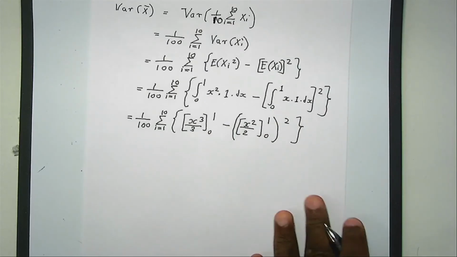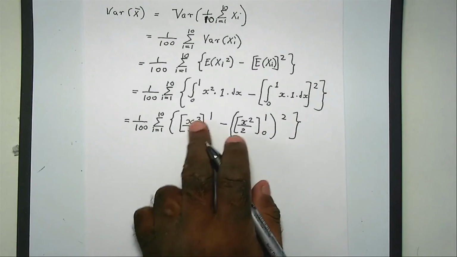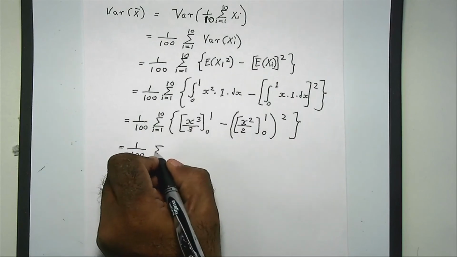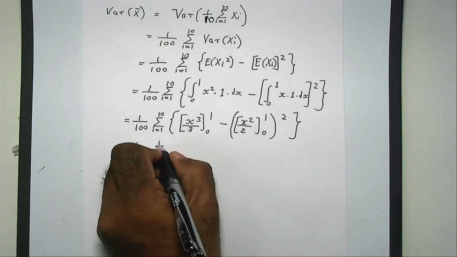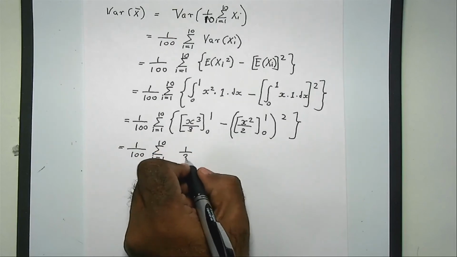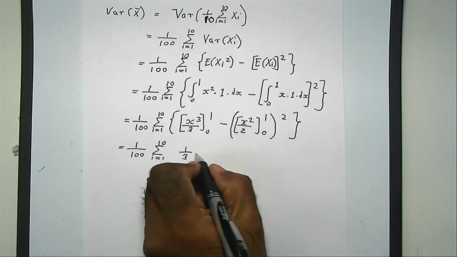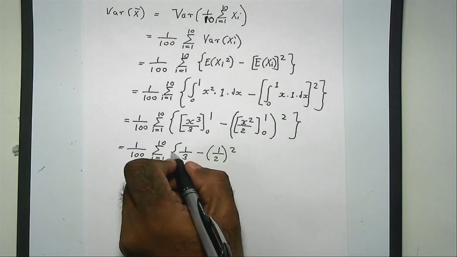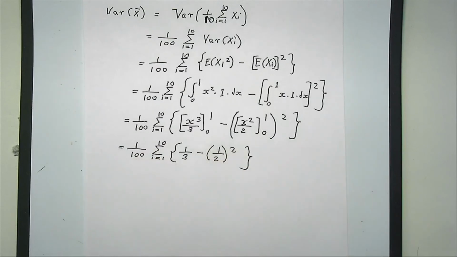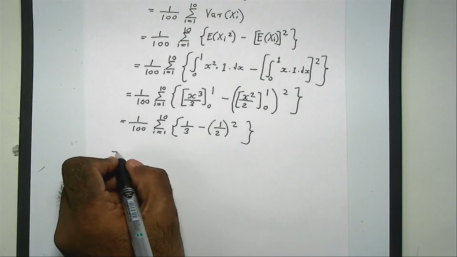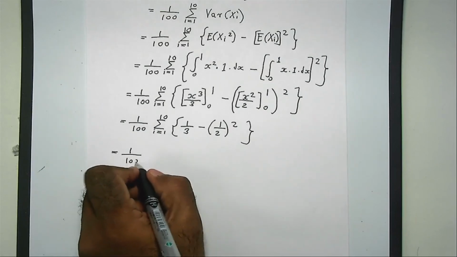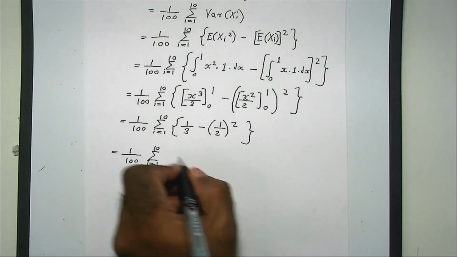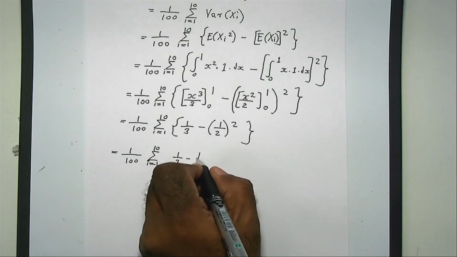Right now, taking the limits, we get 1/3. And here you get 1/2 squared. So this is going to be 1/3 minus 1/4.